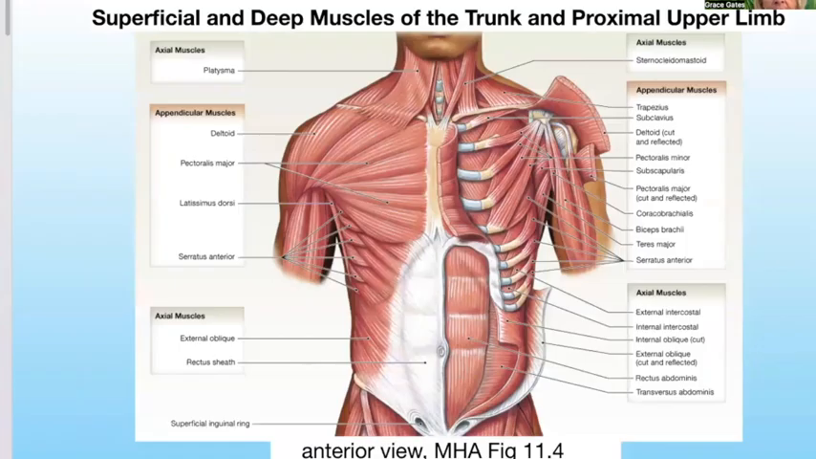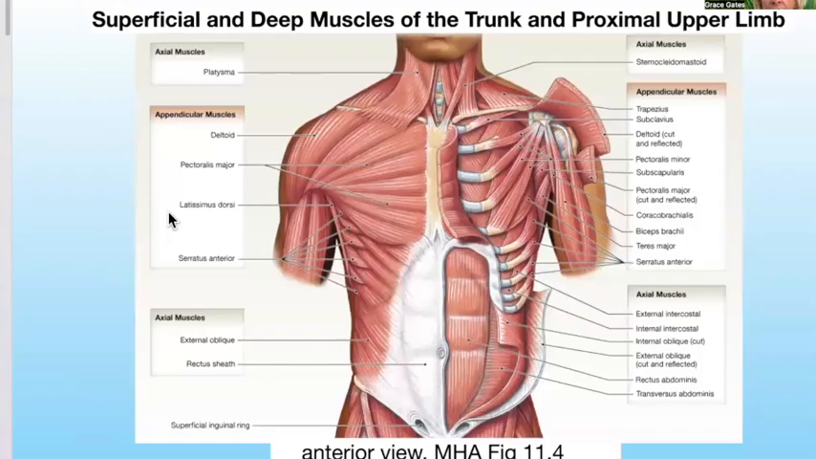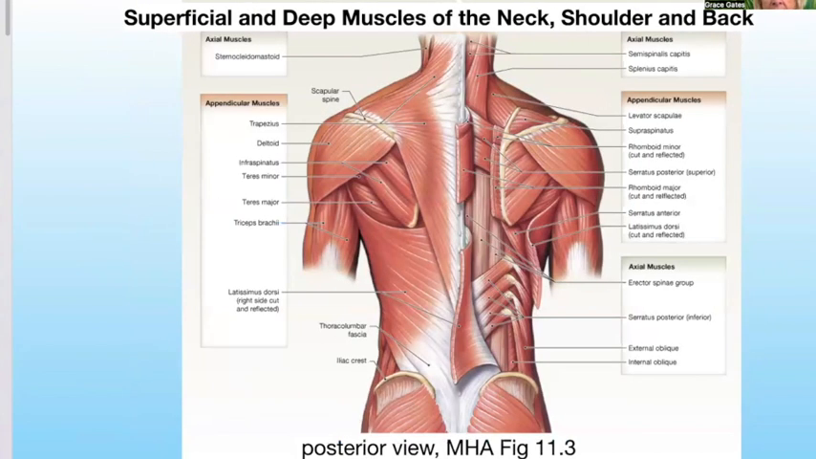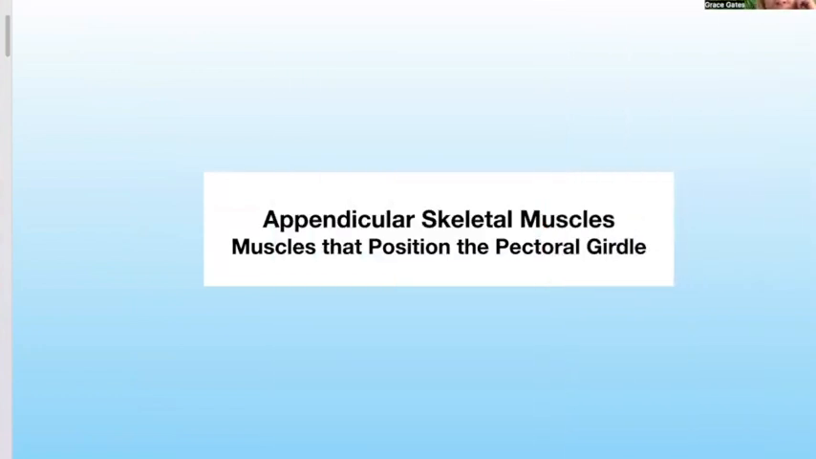All right, here's another picture from Martini's: superficial and deep muscles of the trunk and proximal upper limbs, the anterior view, and the next picture shows superficial and deep muscles of the neck, shoulder, and back. It is posterior view. And these pictures from Martini's are encyclopedic. They cover all of the muscles, of which we will cover many, and you can use these pictures as a resource. Okay, appendicular skeletal muscles, muscles that position the pectoral girdle.